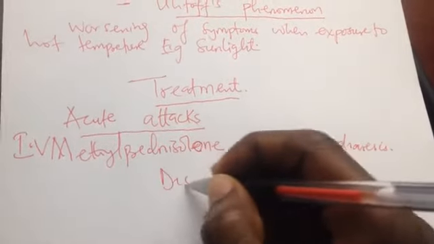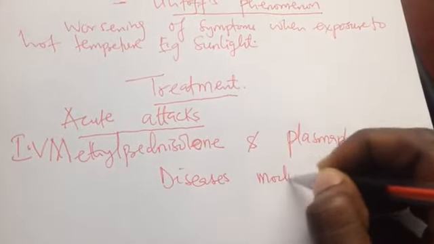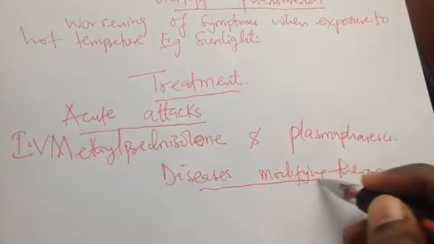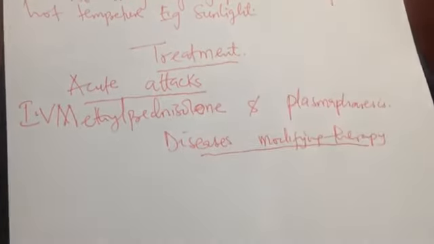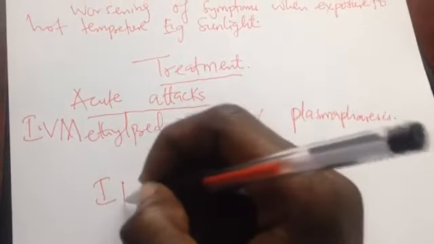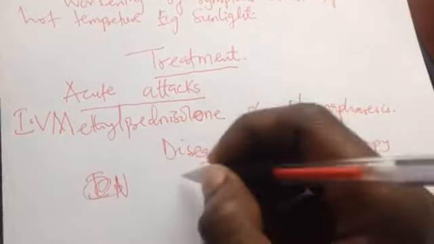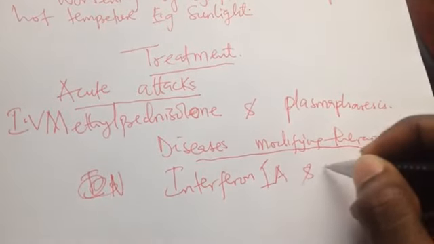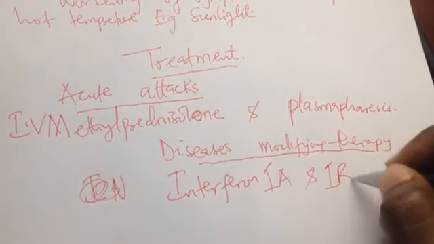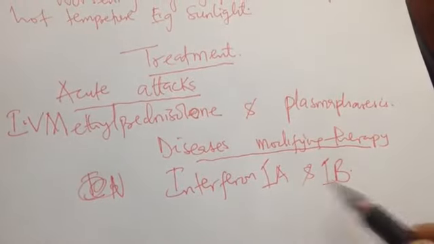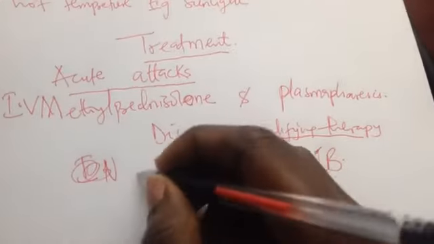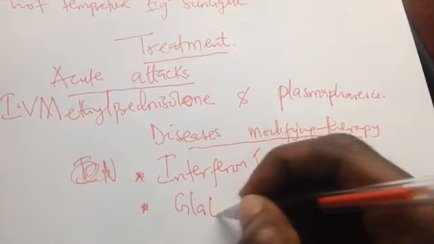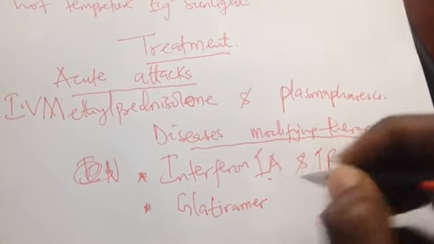Then there is disease modifying therapy. Multiple sclerosis can be modified with drugs called interferon beta-1A and interferon beta-1B. One is given subcutaneously, while the other is given IM. But for pregnant women, we have to use a drug called glatiramer. This is for pregnant women.